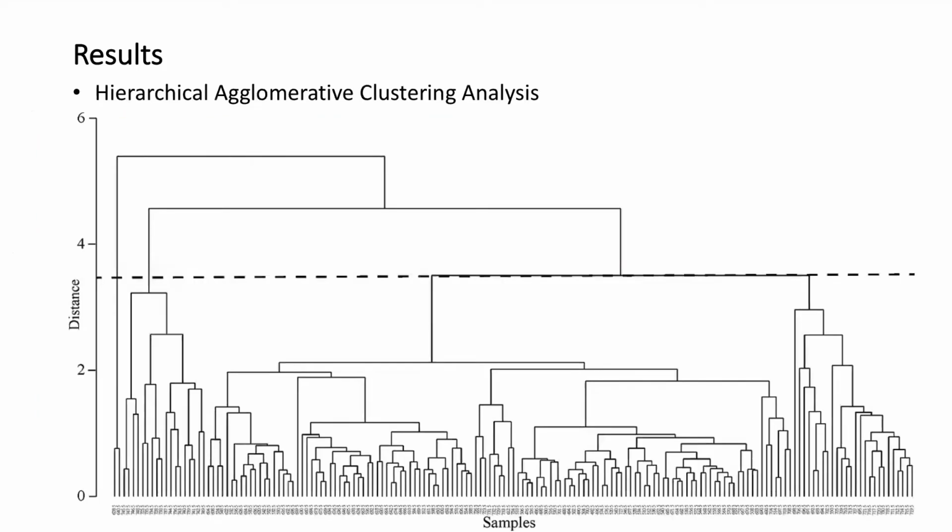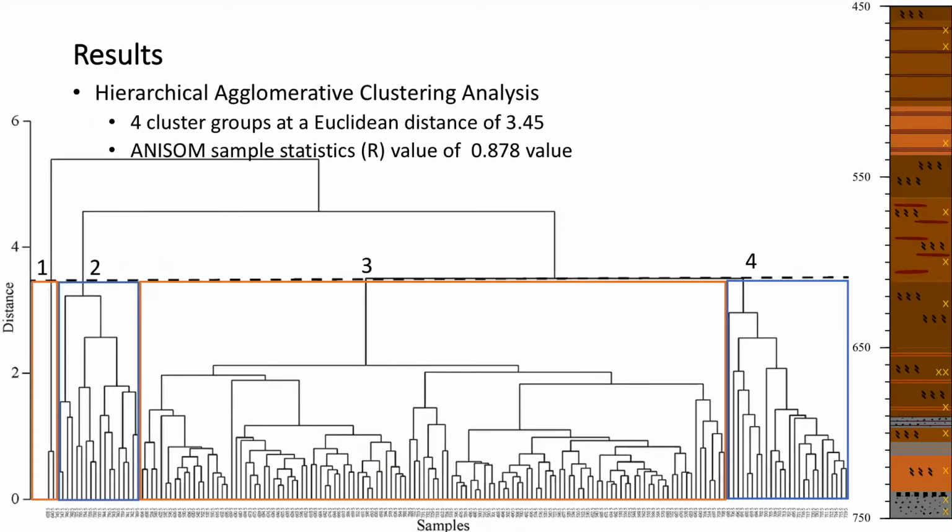So here are our statistical analyses results. First, we conducted a hierarchical agglomerative clustering analysis that created a hierarchical agglomerative clustering diagram. The diagram determined that the data is best represented by a total of 4 cluster groups, or units. The units contain samples that are stratigraphically close with the exception of a few outliers. Moreover, the sample statistic R value for the analysis of similarities is 0.878, indicating that units 1 through 4 are significantly different from one another.